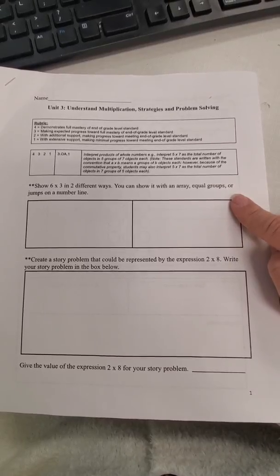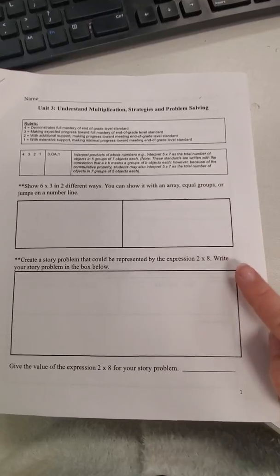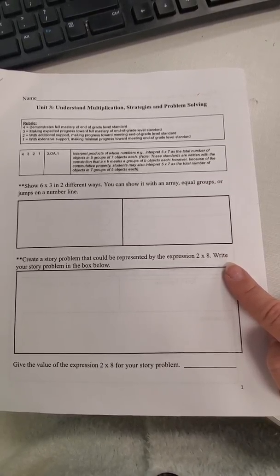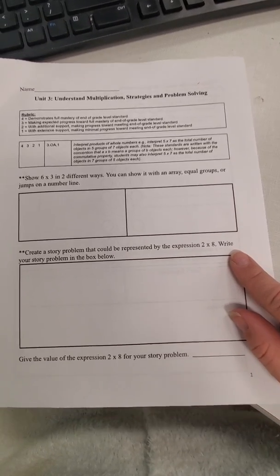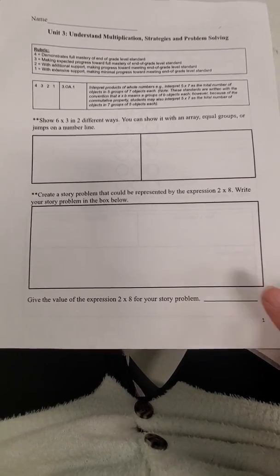You can show it with an array, equal groups, or jumps on a number line. Create a multiplication problem that could be represented by the expression 2 times 8. Write your story problem in the box below. Give the value of the expression 2 times 8 for your story problem.